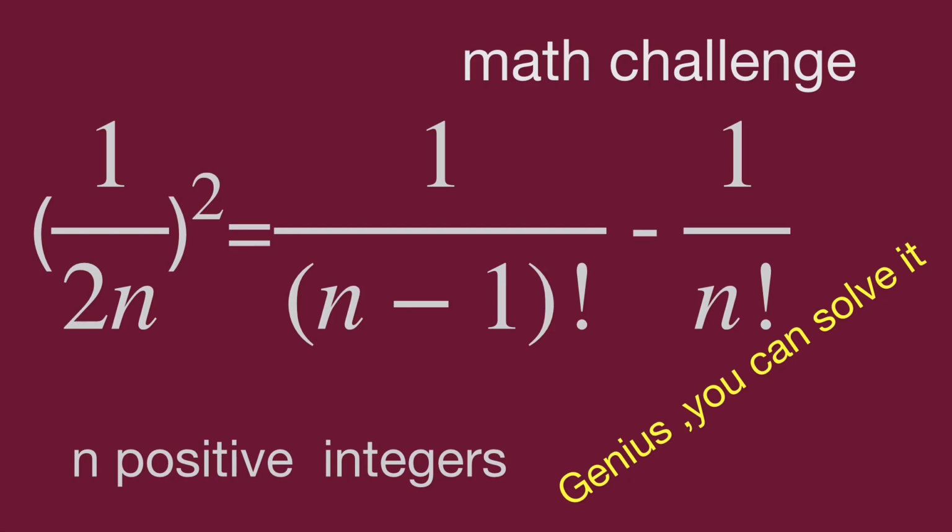Here's a factorial fractions challenge question. (1/(2n))² equals 1/(n−1)! minus 1/n!, and n is a positive integer. Find n. In this video, we will share a nice math trick to find n.